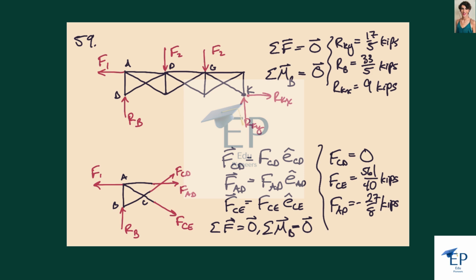So we can look at the overall structure, draw a free body diagram, and do a force and moment balance. And we can find these reaction forces. KY is 17/5 kips. KX is 9 kips, and B is 33/5 kips.